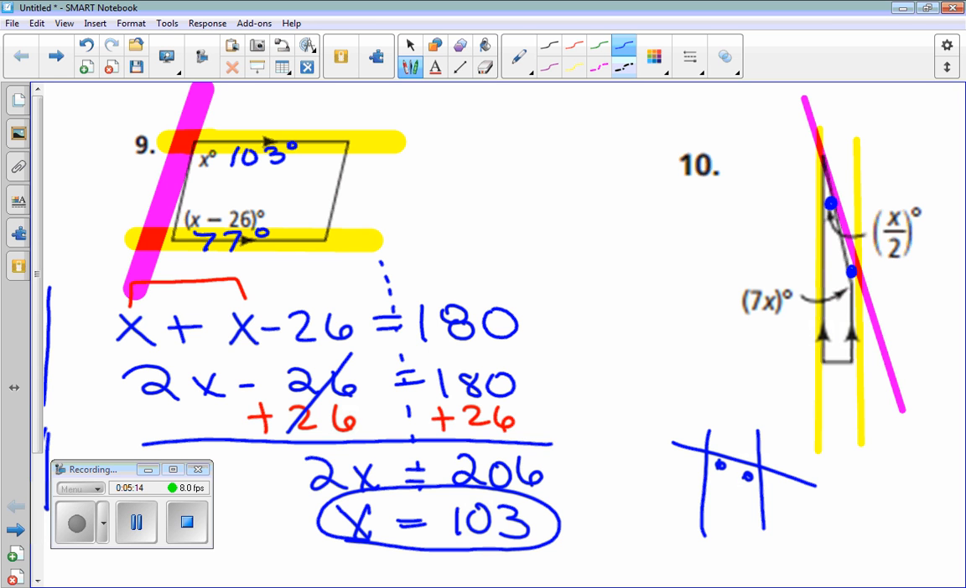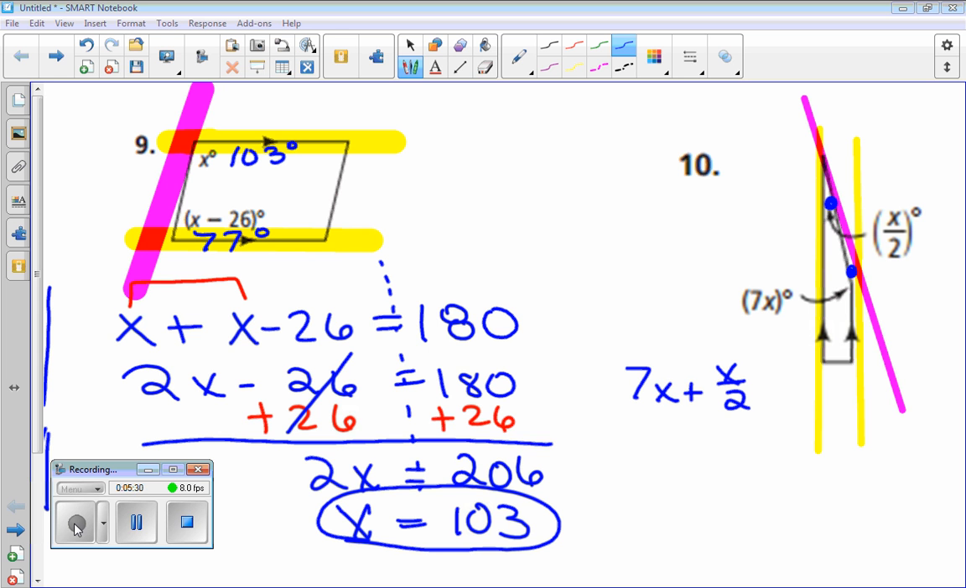7x plus... Yeah, I want you to go ahead and write this down. I'm going to pause the recording. I want to see your equation, and then we have to talk algebraically about how to solve it. Okay? So I agree with most of your equations. We have 7x plus x over 2 is equal to 180. Now some of you wrote it the other way, x over 2 plus 7x equals 180, and that's totally fine.